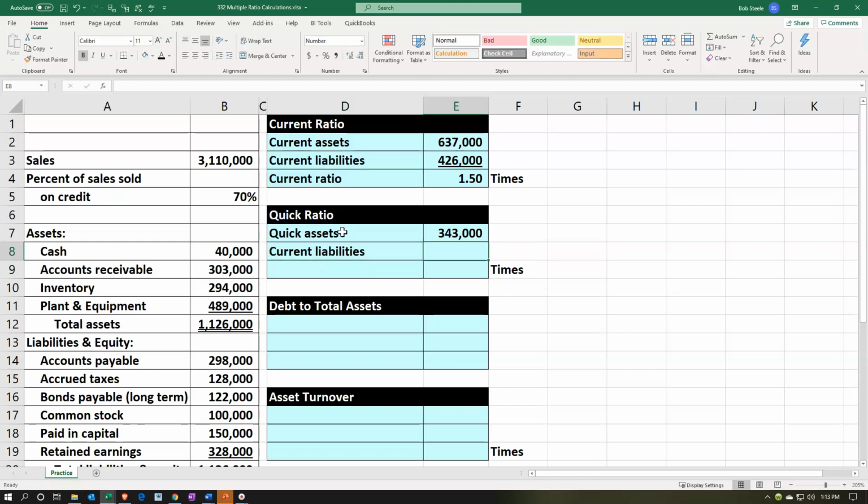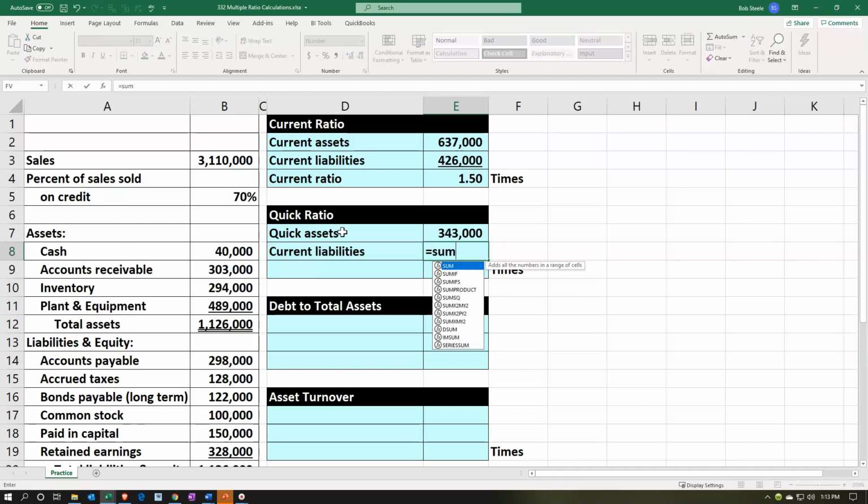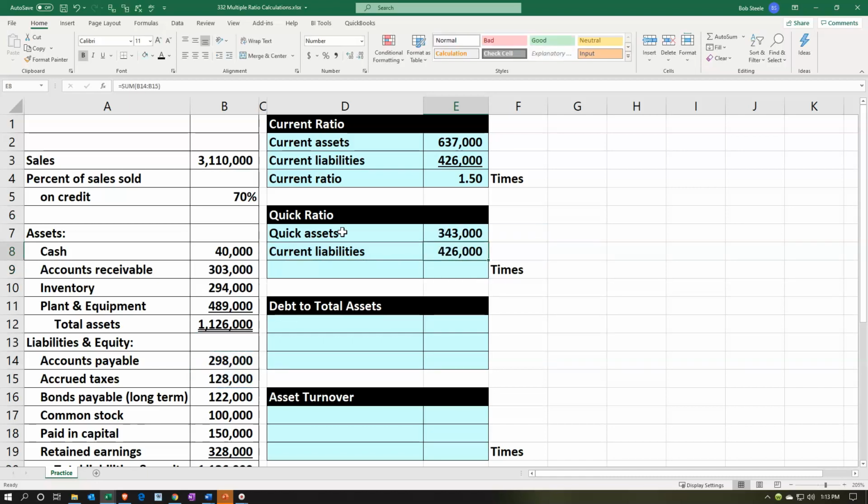I'll sum it up again just so we can see them. Equals the sum, shift 9, left, down, left, down, holding down shift, down once, and there we have it. So now the denominator is the same, the numerator is less, therefore this number is always going to be smaller. Quick ratio always smaller than the current ratio, equals the 343 divided by the current liabilities.